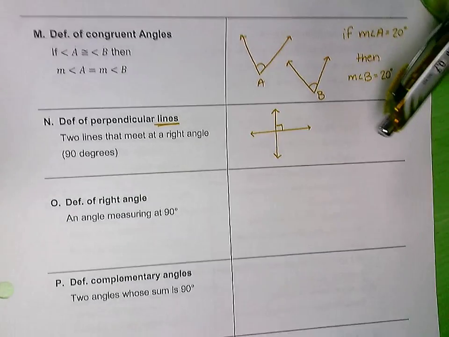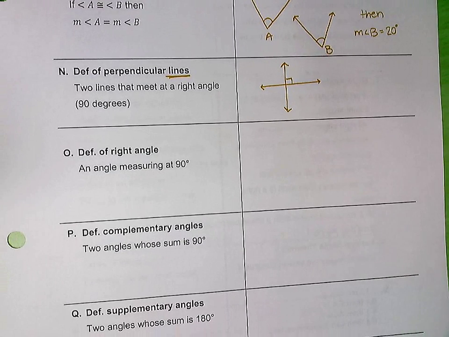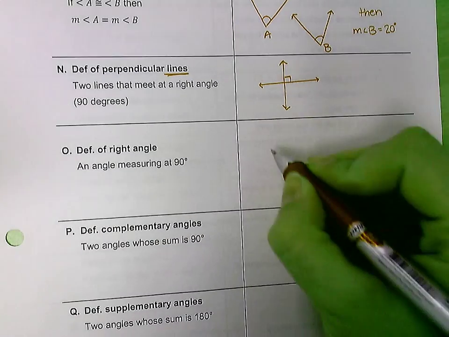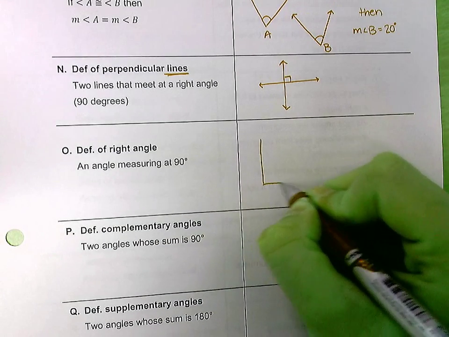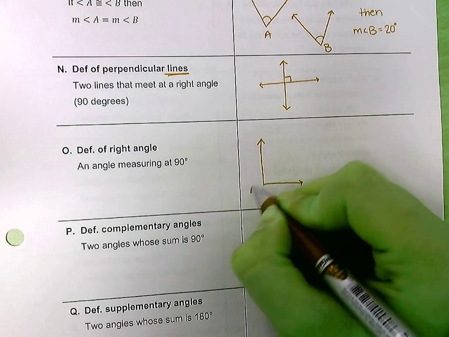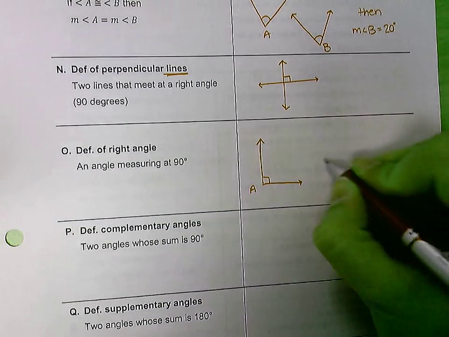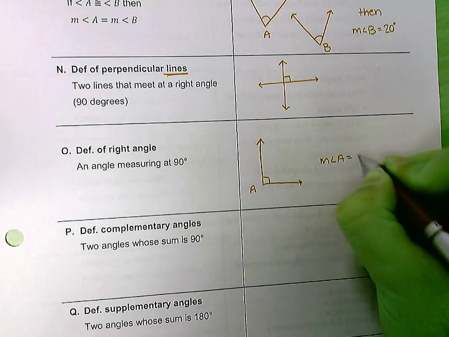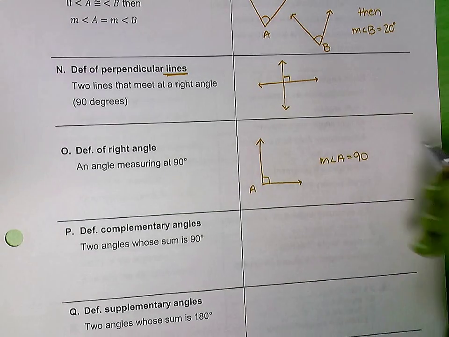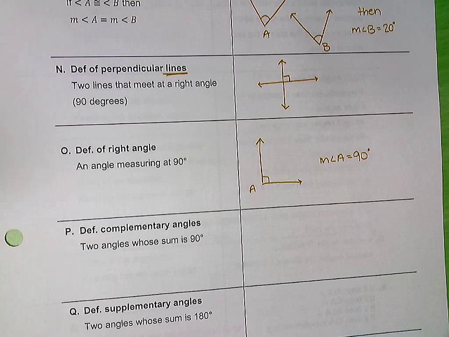The next one is definition of a right angle. This is different than perpendicular lines. This is just saying an angle that is equal to 90 degrees. So if you were given that angle A is a right angle, you know it's a right angle, then you could say the measure of angle A equals 90, because that's the definition of a right angle.